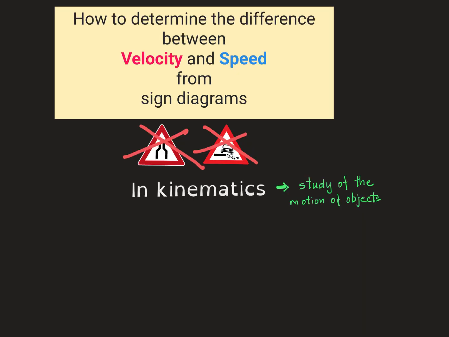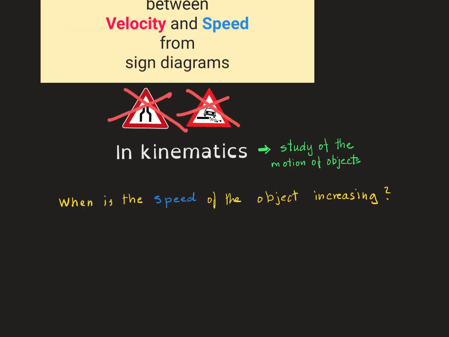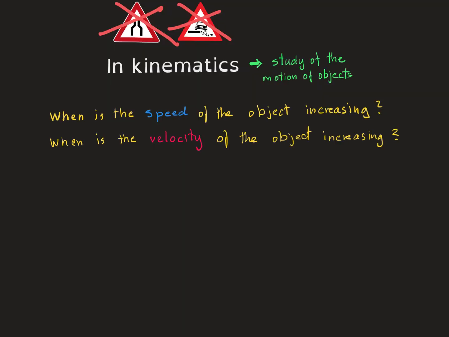As we're talking about motion of objects, we might be asked a question such as, when is the speed of the object increasing? Or we might be asked, when is the velocity of the object increasing? And what is the difference between speed and velocity? Well, there is, because speed is just scalar, whereas velocity has magnitude and direction. And so to determine these questions, we need to look at the sign diagram of the velocity function and also the sign diagram of the acceleration function.